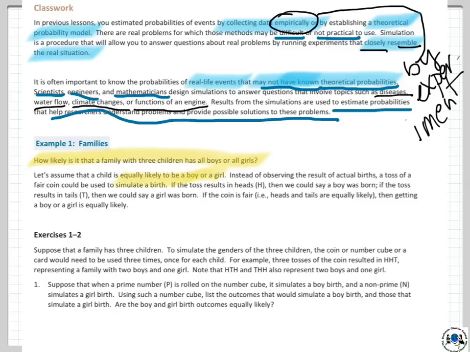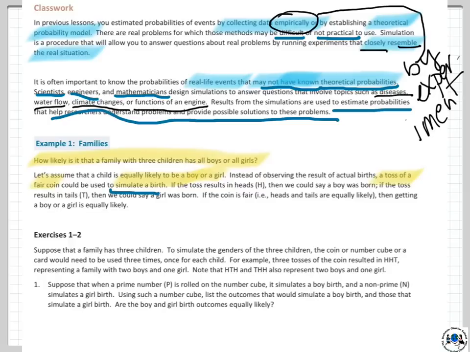Instead of observing the result of actual births, a toss of a fair coin could be used to simulate a birth. If the toss results in a heads, in this example, then we could say a boy was born. If the toss results in tails, then we could say a girl was born. If the coin is fair, i.e. heads and tails are equally likely, then getting a boy or a girl is equally likely.